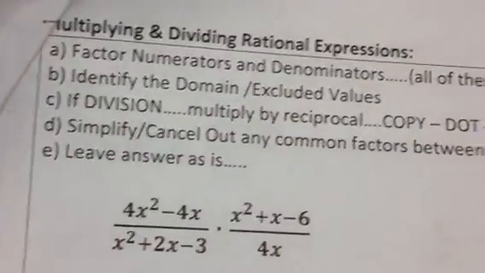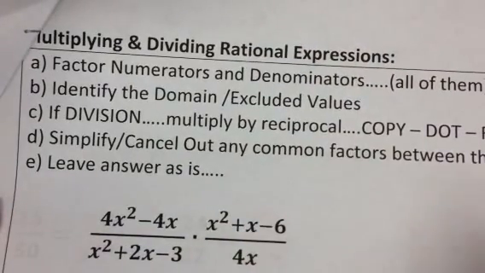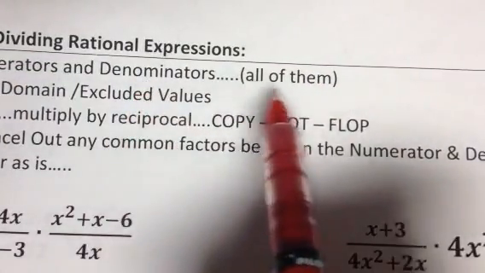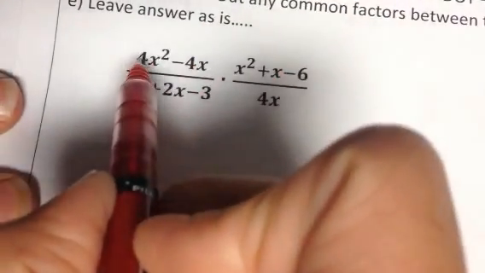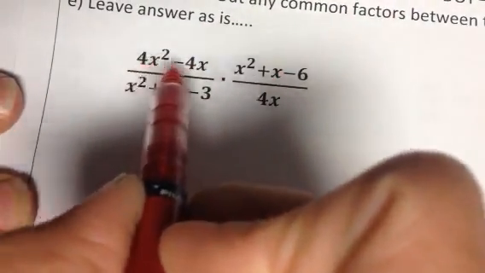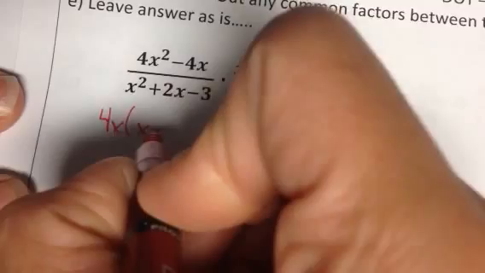As far as multiplying and dividing goes, we're going to follow the same steps as simplifying, but just a little bit more work at the end. So we're still going to factor the numerators and the denominators, but you're just going to have a lot of numerators and denominators. So you've got to factor everything. So this one, what we need to start doing is looking for a greatest common factor. So this factors out a 4x, and then I'm left with x minus 1.